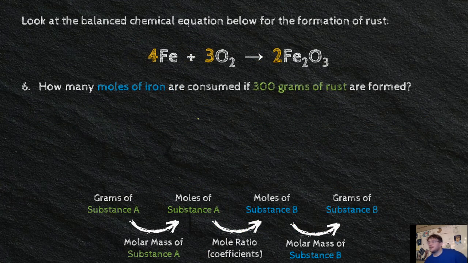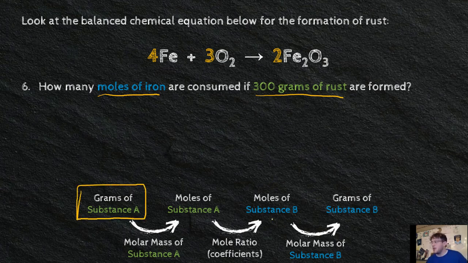Take a look at number 6. How many moles of iron, here we go, are consumed if 300 grams of rust are formed? All right, so we're starting with grams of a substance. That's what we're trying to convert. And we're trying to go to moles of another substance. So we're going to be doing 2 conversions again. This time it's going to be a little bit different though.